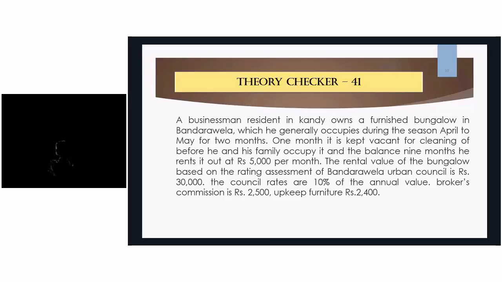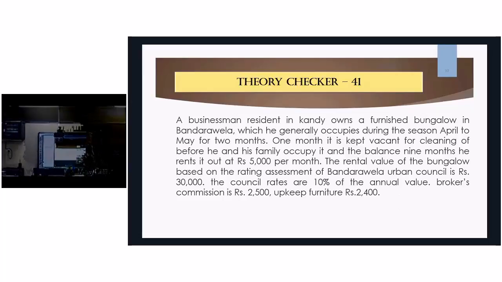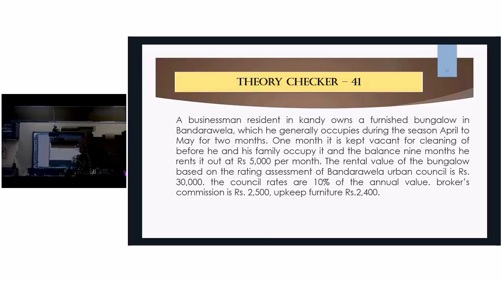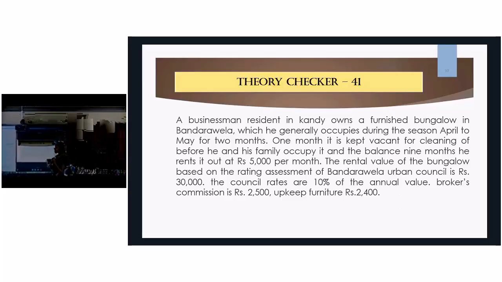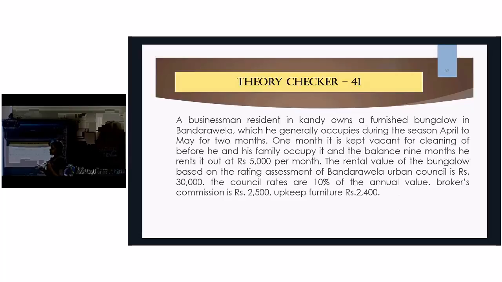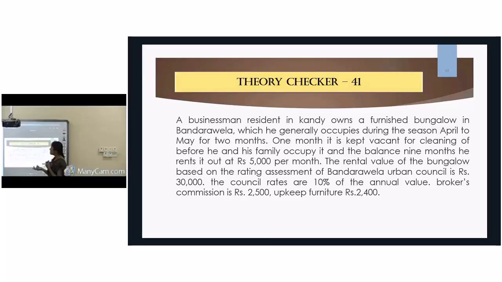The council rates are 10% of the annual value. The broker's commission is 2,500 and upkeeping of furniture is 2,400. In this case, the owner is going to use this property periodically, not continuously. The balance part he is going to use for rental purposes. So you are going to rent this house with the furniture. In that case, you have to calculate the value for the unfurnished house, and then for the furnished house. First we look at the furniture benefits, how we are going to calculate.